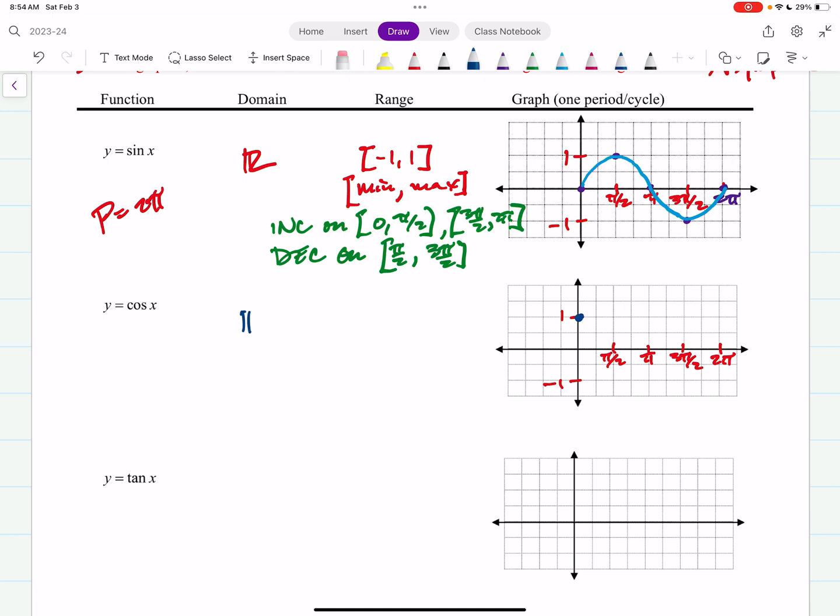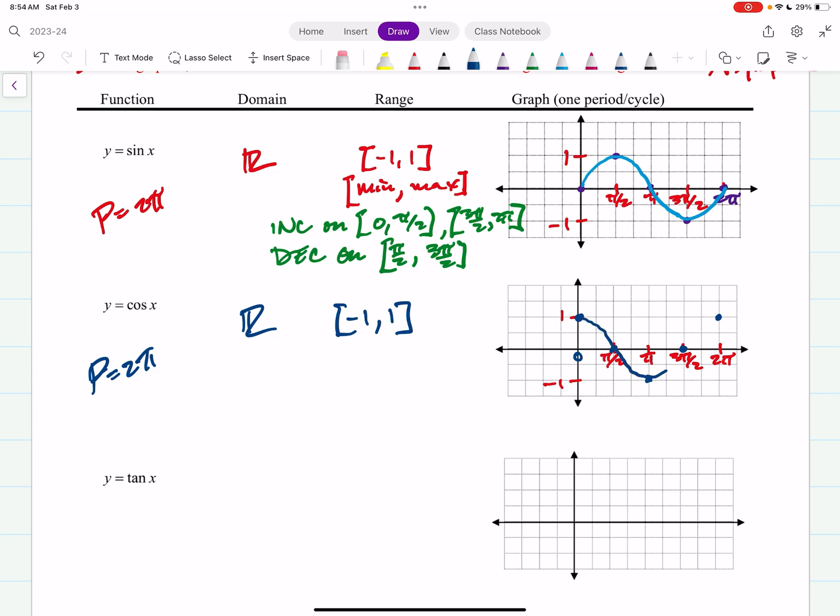Okay, now the domain for cosine is all reals. It has a period of 2 pi, and it also has the same min and max. Okay, we already know that. But this time cosine of 0 is 1, so it starts at the amplitude. Cosine of pi halves is 0, and then cosine of pi is -1, cosine of 3 pi halves is 0, cosine of 2 pi is 1, and then you curve it.